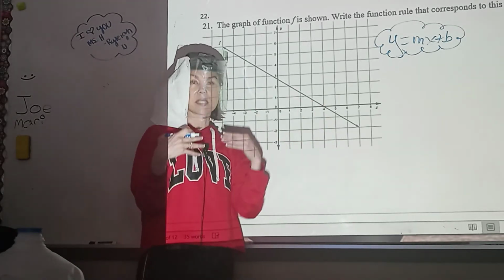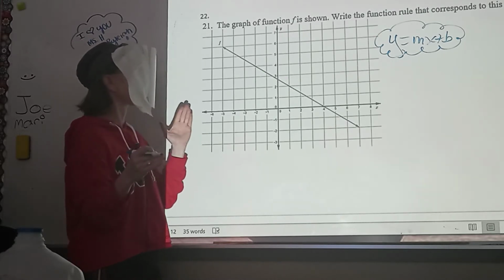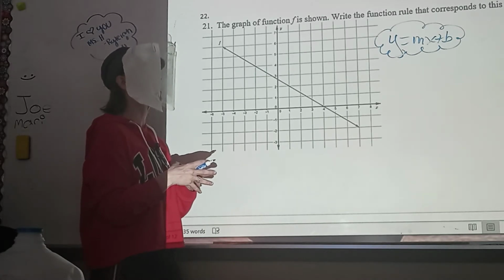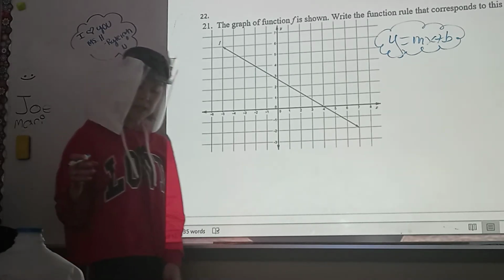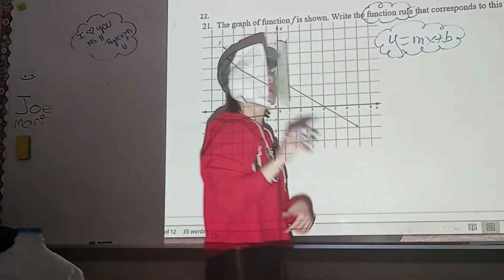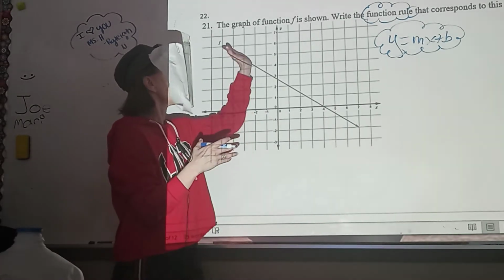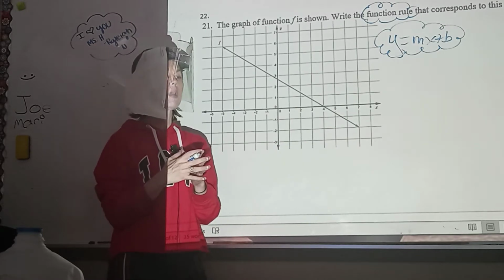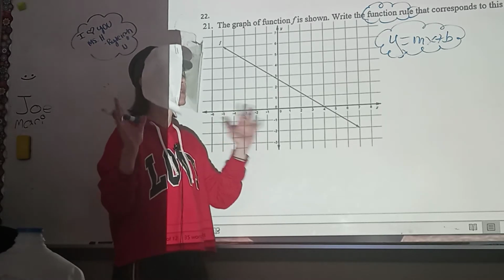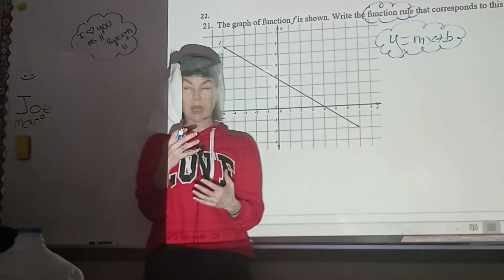And now let's take a look at what the question is asking. It says the graph of function f is shown. Write a function rule that corresponds to this graph. Now, that is slightly new. Draw your attention to function rule. And that leads me to remind you that this line right here, although it is just a line on a graph, can be called 5 different things on the Algebra EOC that we need to get comfortable with and remember.